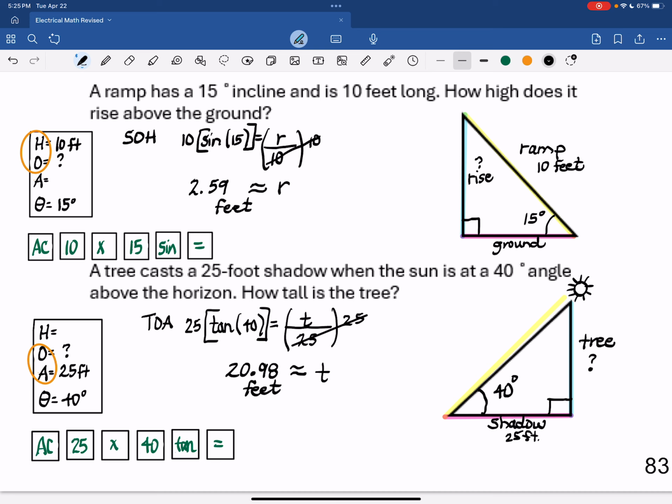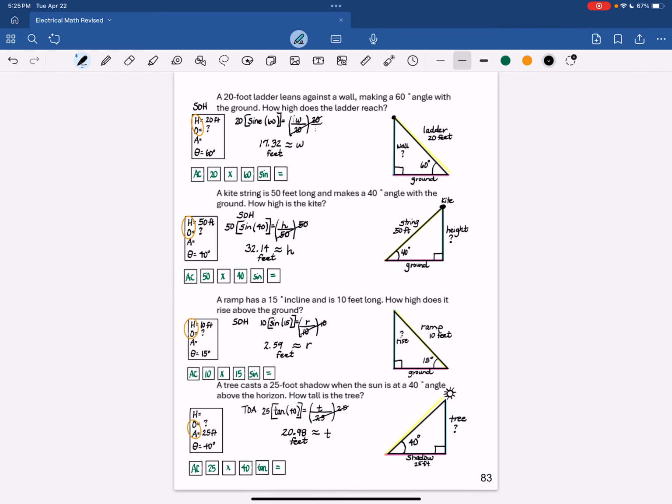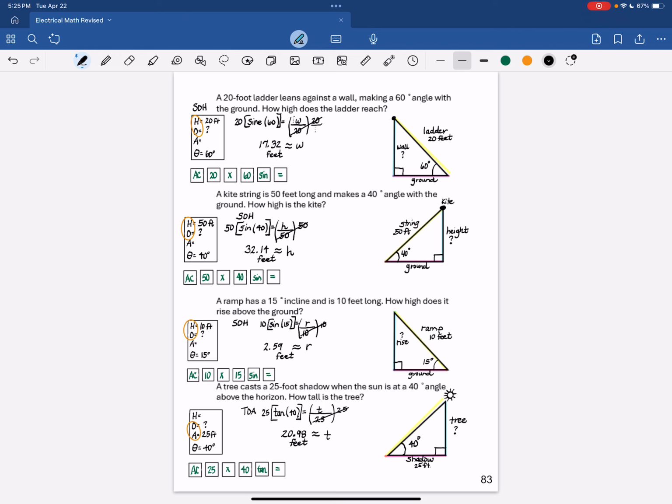Is that reasonable for the height of a tree? Absolutely. That's about right. Don't be alarmed if you keep getting decimals. Occasionally, you'll get an answer that will come out evenly, but don't be afraid of those decimals. That's why we needed to make sure that you know how to round decimals.